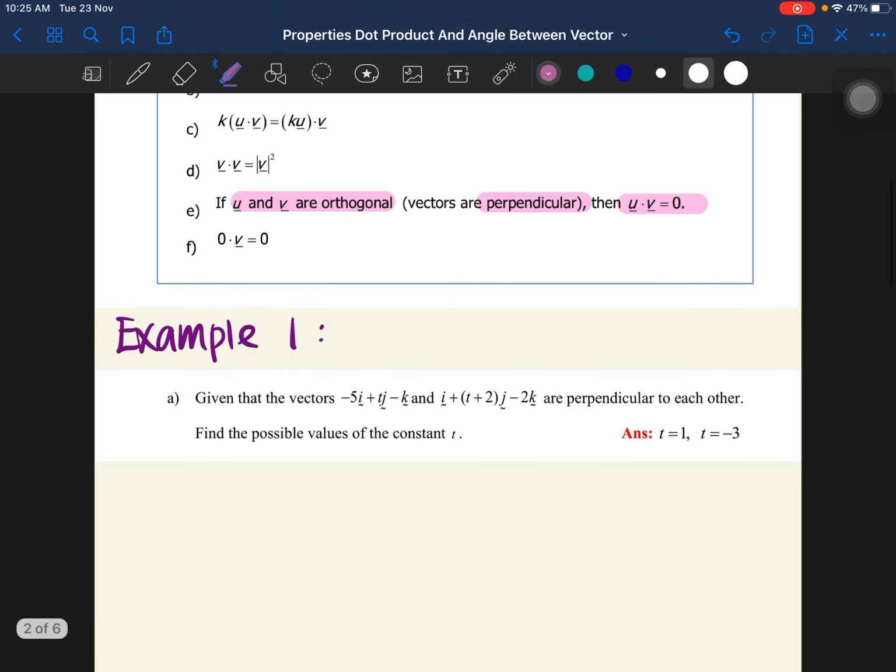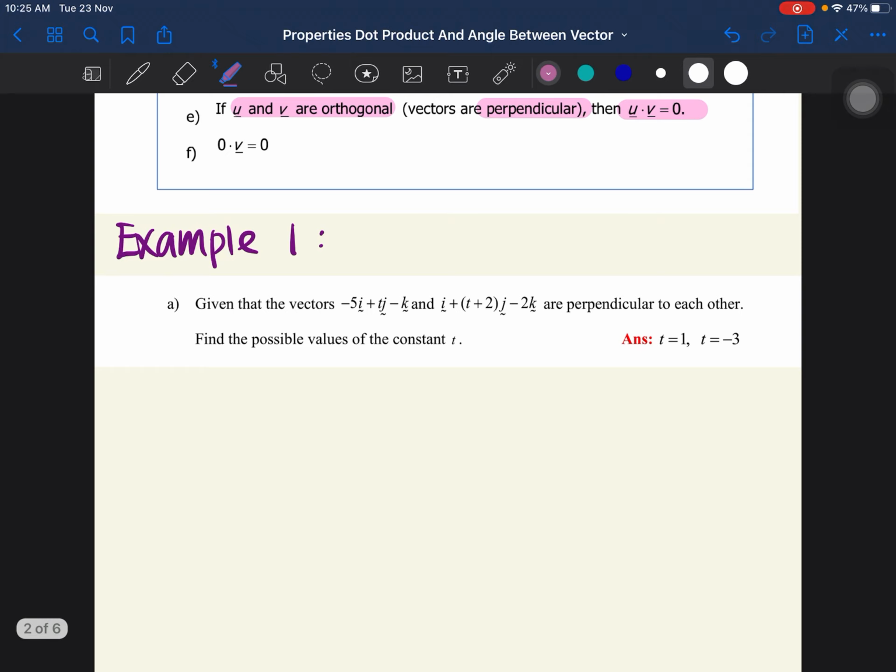So take a look at the first example here. Okay, you are given two vectors here. The first is -5, t, -k, and the other vector is 1, t plus 2, and -2. And these two vectors are perpendicular to each other. Okay, so you are asked to find the possible value of constant t. So the hint here is these two vectors are perpendicular to each other. So we know that the dot product between these two vectors is equal to 0.